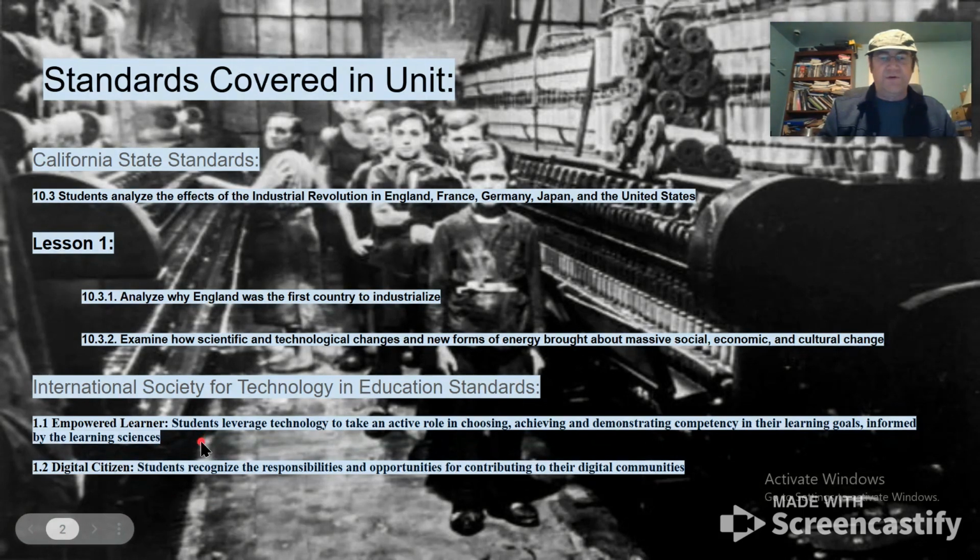So 1.1, Empowered Learner. Students leverage technology to take an active role in choosing, achieving, and demonstrating competency in their learning goals, informed by the learning sciences. And 1.2, Digital Citizen. Students recognize the responsibilities and opportunities for contributing to their digital communities.